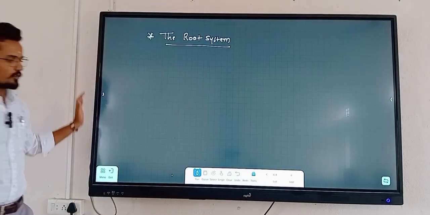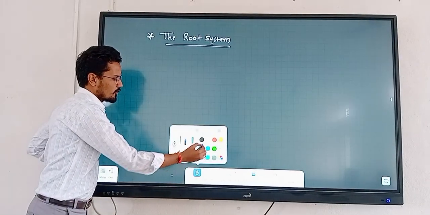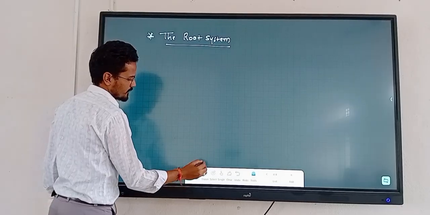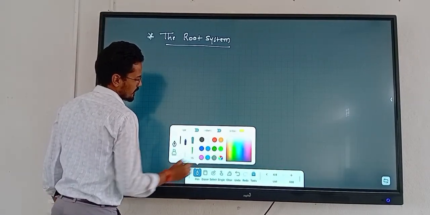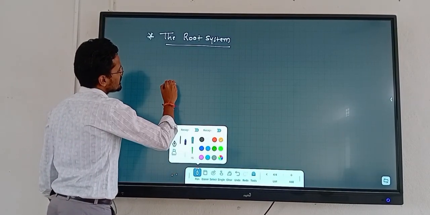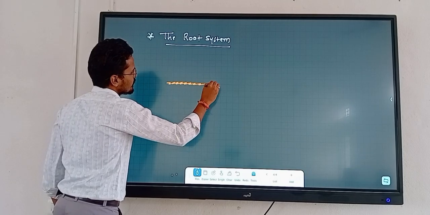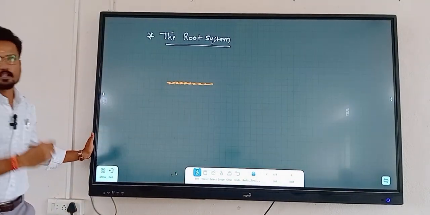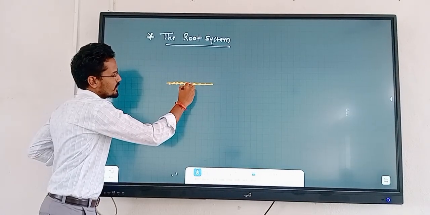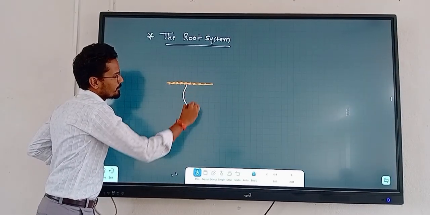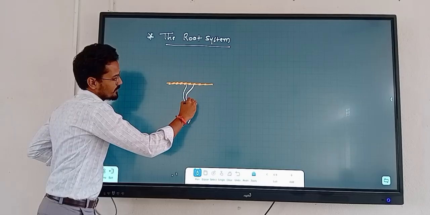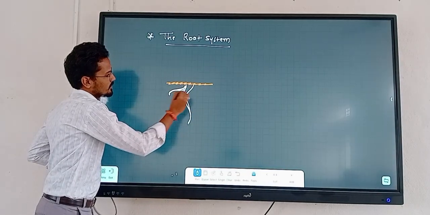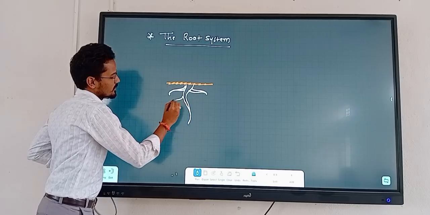Of course, the root is the underground part. We will see the diagram. Taking the root as the example, this is the soil surface. This is a positively geotropic structure. The main root system, when we see the taproot system, this is a root.